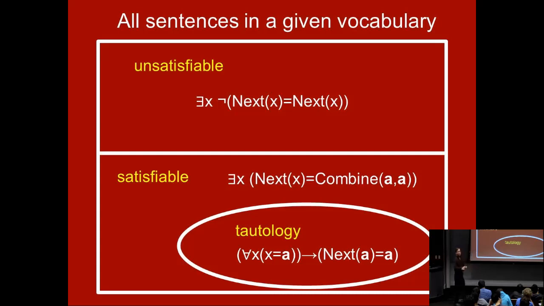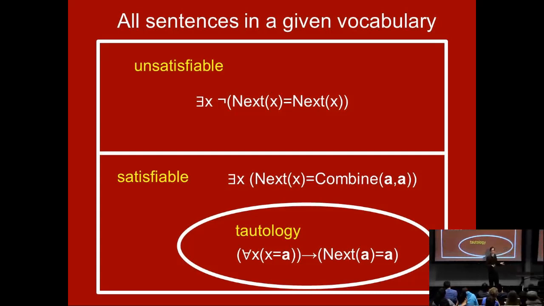So let me give some simple examples. An unsatisfiable sentence would be: there exists x such that next of x does not equal next of x. Well, that's unsatisfiable. It doesn't matter what the interpretation is, what the mathematical objects of the universe are, what next means. Next of x equals next of x. So this is unsatisfiable. Yep. Does next have to be deterministic? The question is, does next have to be deterministic? Yes. A function, as normally understood, is a deterministic mapping from objects to objects. It's a reasonable question, though.